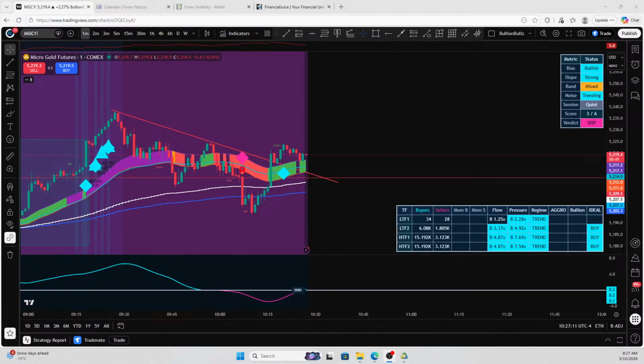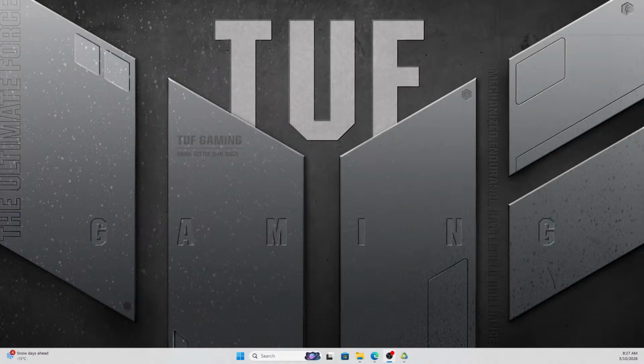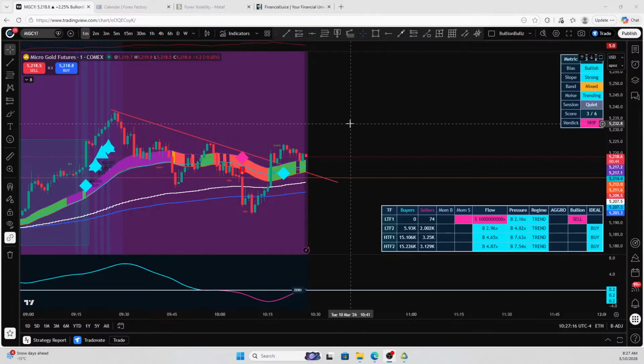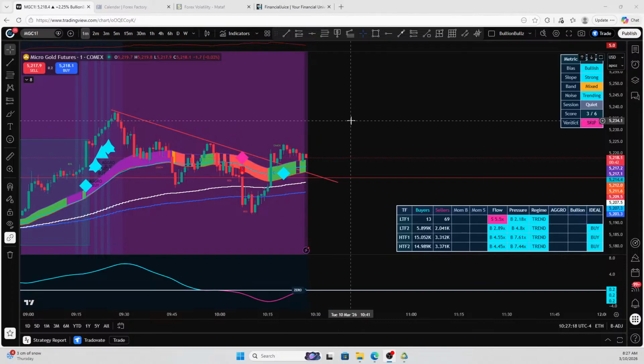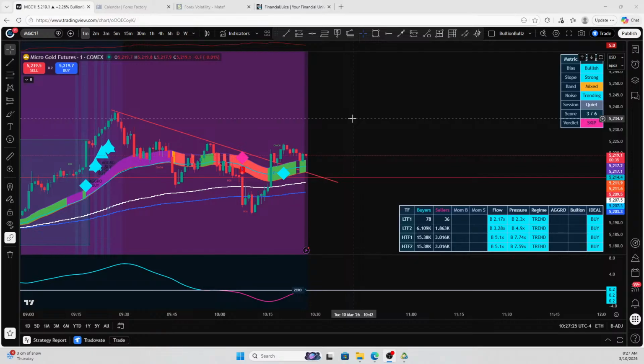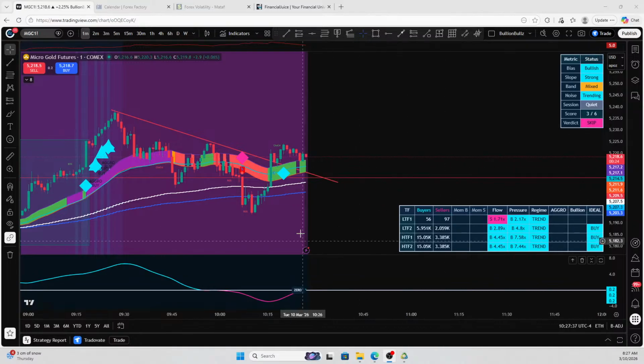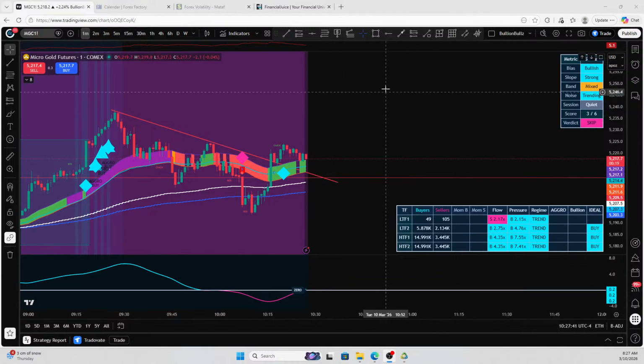It's 3 minutes to 30-minute candle close. We should see if price wants to push up at the 30-minute close. We should see volume start to come in and price start to push.